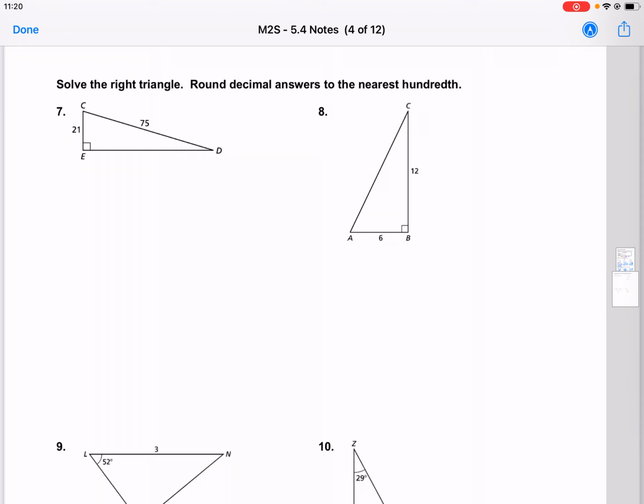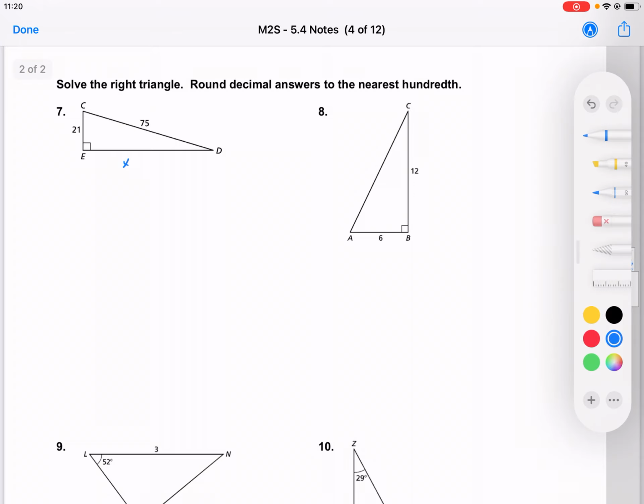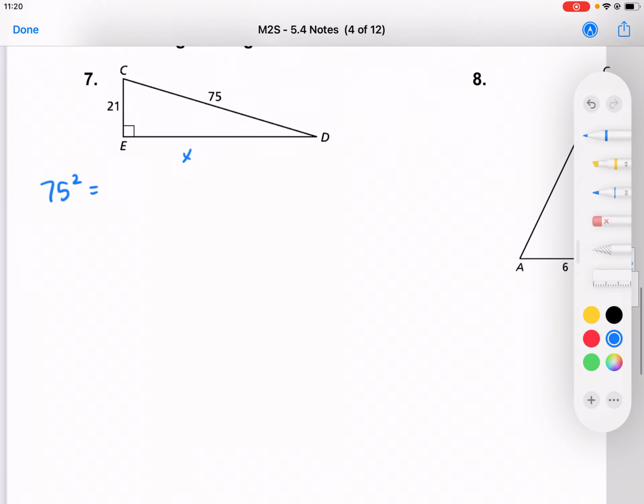So we've got this side right here. I'm going to call that x. And so I'm going to go ahead and start with the hypotenuse. That's my trick at least. So 75 squared is equal to the legs, the x squared plus 21 squared. So I square both legs and add them together.